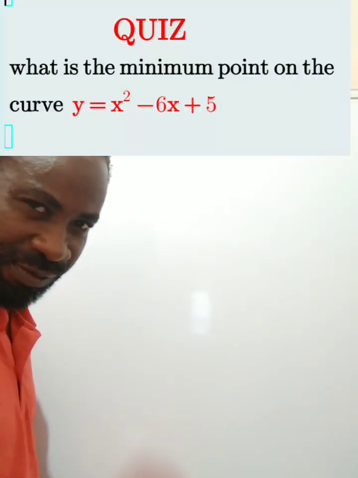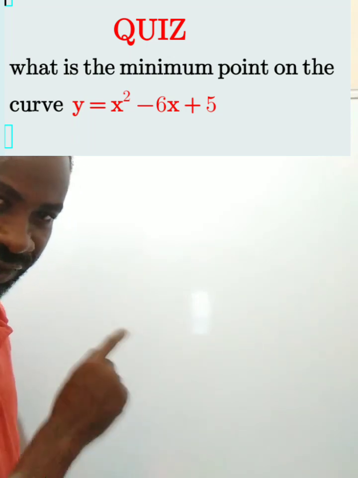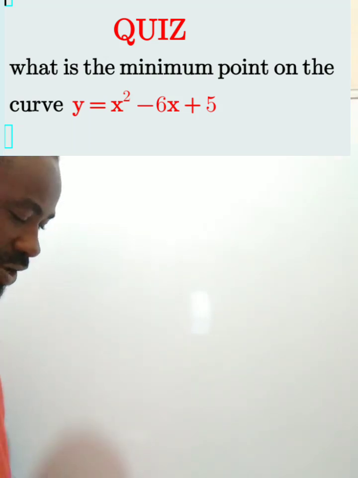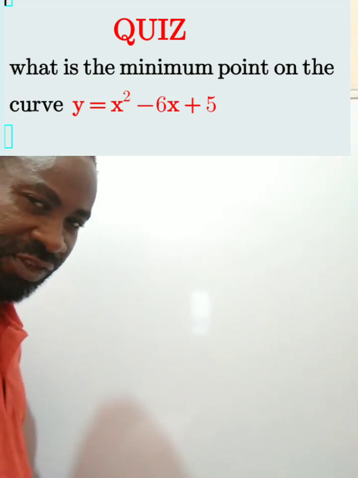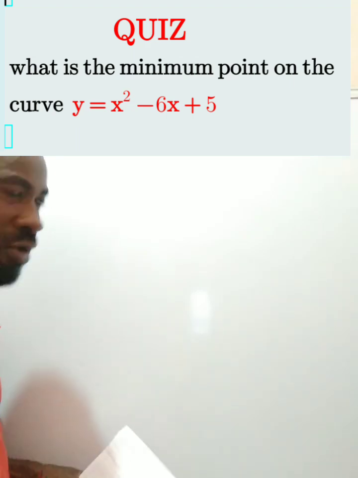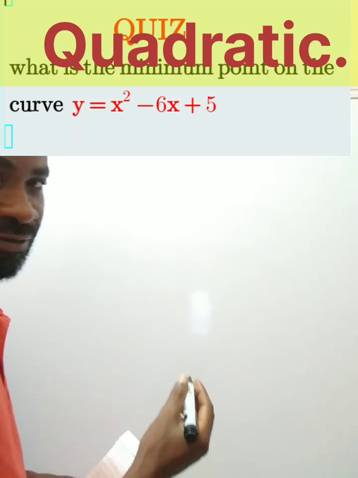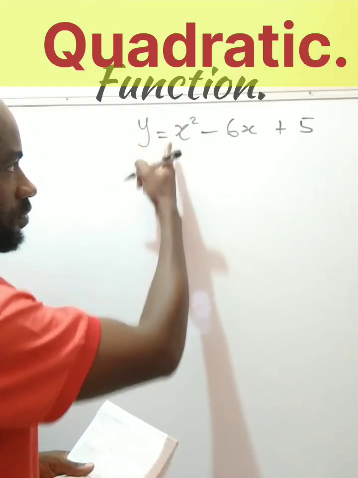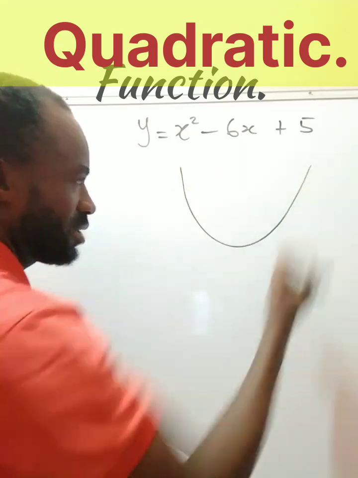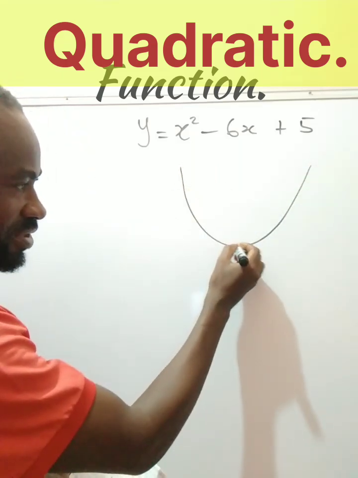In this question, we are asked to find the minimum point of this curve. So how do we get the minimum point of this curve? Now that minimum point is also what we call the turning point. Remember, whenever you plot a quadratic graph like this and you discover that the coefficient of the first term is positive, it will give you a minimum curve like this. It will give you a parabola. So they are asking about this point.